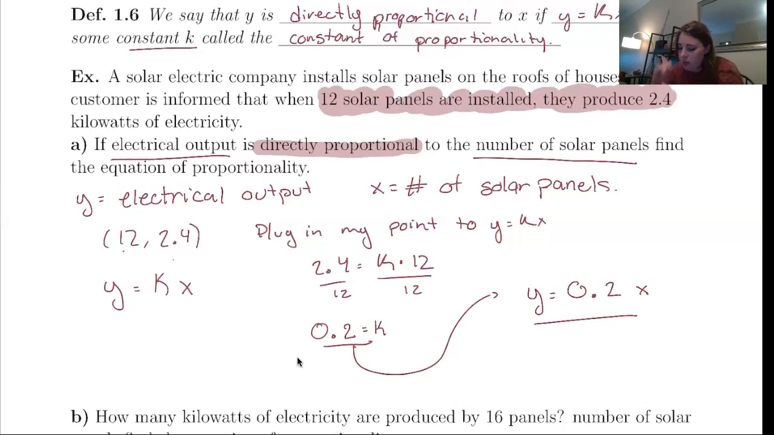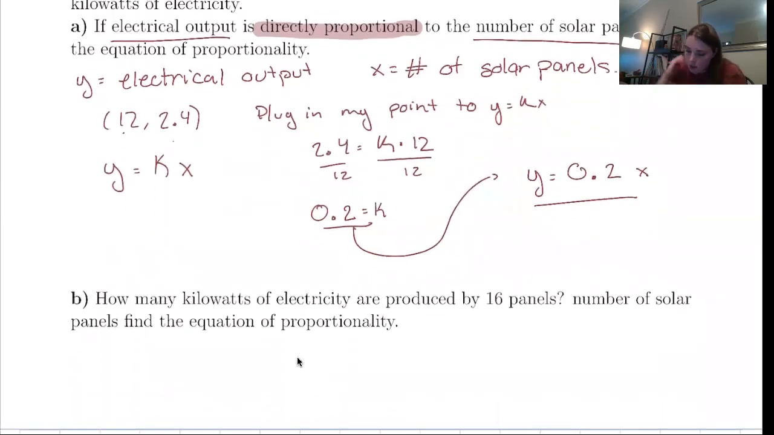All right, cool. And then with that, we can be asked how many kilowatts of electricity, so our electrical output, are produced by 16 panels. I don't know what this was supposed to be right here. All I need to do is just plug in for x. So 0.2 times 16, and I think I'd be given 3.2 kilowatts.